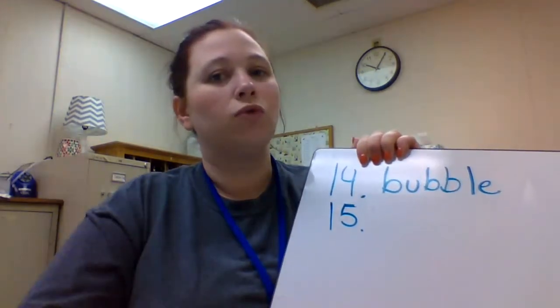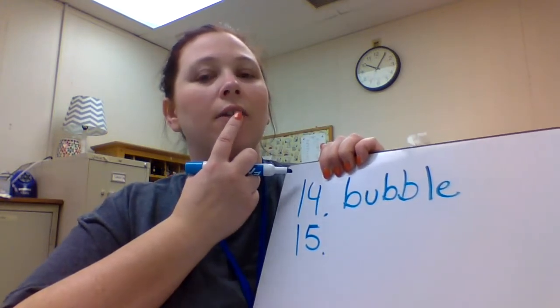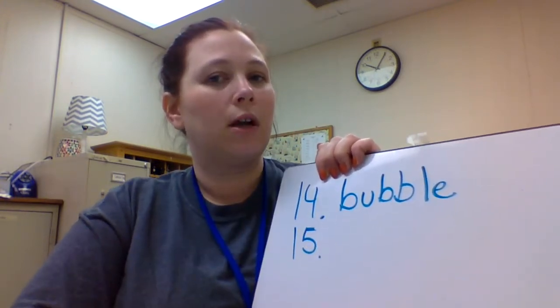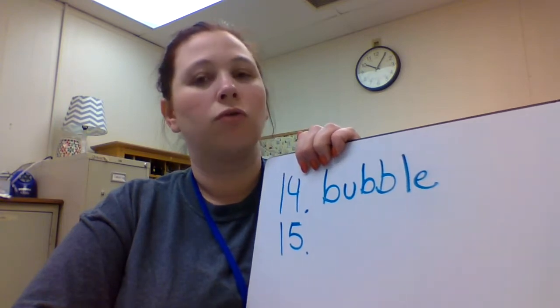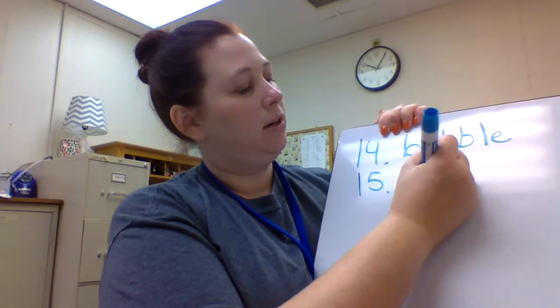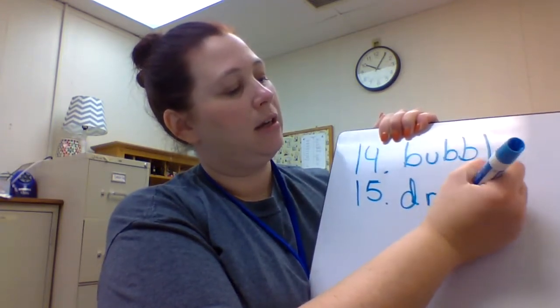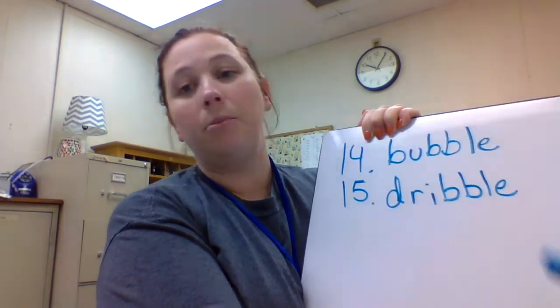D-r-i-b-ble. Dribble. Now we hear that short I sound in there. That's telling us we're going to use a double consonant in there for the B sound. Dribble. So we have D, R, I, and then because that I is a short sound, we're going to do two B's and then B-L-E. Good job.